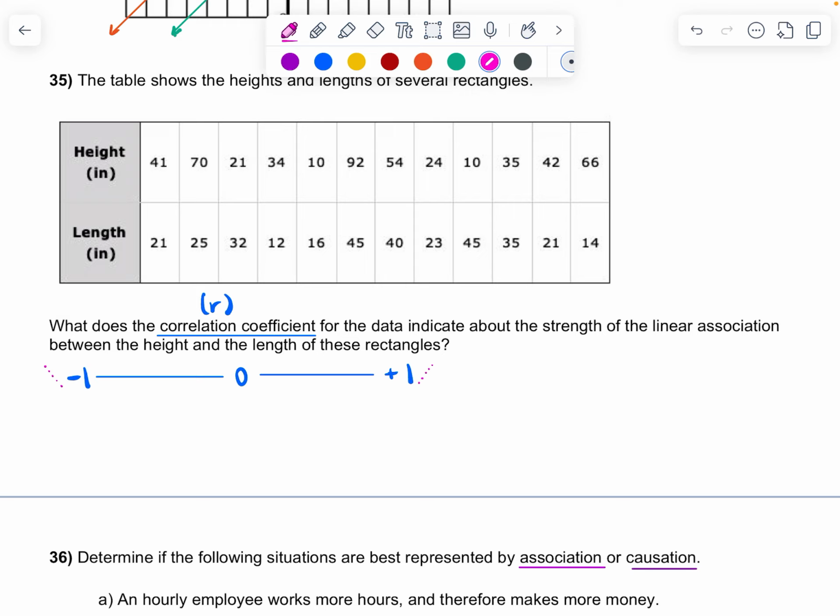-1 is also a perfect relationship. It's just a negative, right? And 0 is just all over the place, like your eyeball sees no pattern whatsoever. So wherever your R value falls in there, the closer you are to 1, the stronger the relationship, whether it's a +1 or a -1. Those are both perfect correlations. So the closer you are to plus or minus 1, the stronger the relationship. The closer you are to 0, the weaker the relationship, okay? And of course, the positive versus the negative tells you what your slope is.